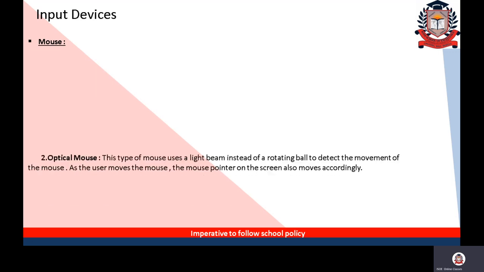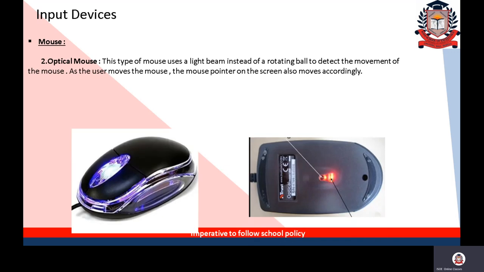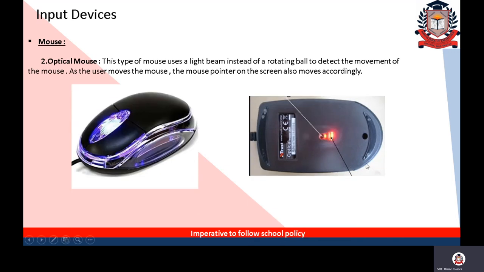Next one is the optical mouse. We will see what an optical mouse is. I hope you have all seen it in our lab, right? This has a light on the back side. Whenever you move the mouse, the light starts glowing, correct? That is why this is called an optical mouse. This type of mouse uses a light beam instead of a rotating ball to detect the movement of the mouse.